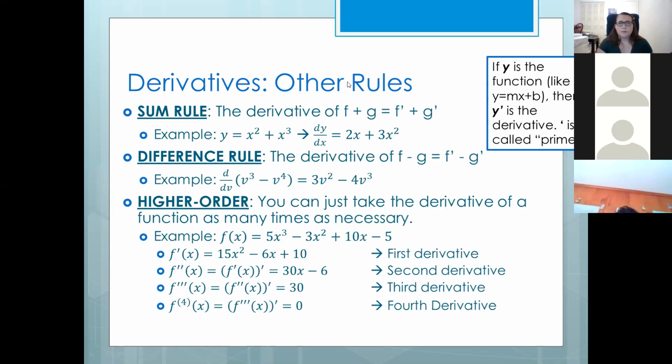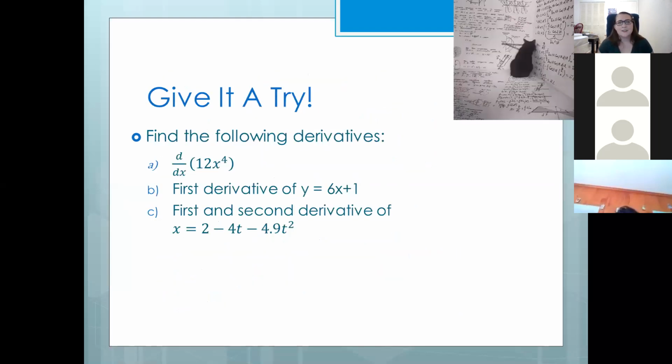I think the next slide is Give it a Try. Yes, okay, give it a try. So we're going to apply those rules that we have just talked about: the power rule, the sum rule, the difference rule, and the higher order rule. I want you to take just a moment, I'll pause the recording to give you some time, to find the derivatives of those functions. Once you have them finished, go ahead and give me a done or a ready in the chat.